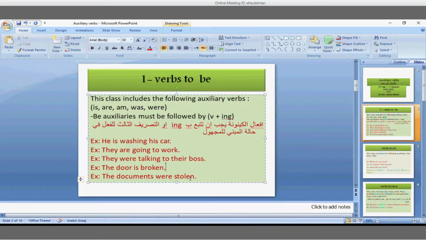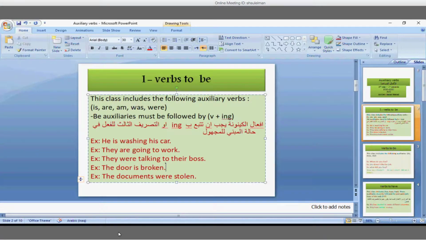For example, he is washing his car. هذه جملة اعتيادية بالمضارع المستمر. He is washing his car. إذا نلاحظ الجملة الثالثة they were talking to their boss. were هي جملة بالماضي المستمر كذلك. So were هي الماضي للR. So بما أنه جملة بالماضي المستمر صارت they were talking to their boss. أو تكون متبوعة بالتصريف الثالث للفعل مثل ما عندنا بالمثالين الأخيرين. The door is broken. The documents were stolen.